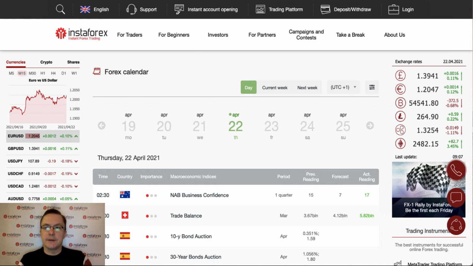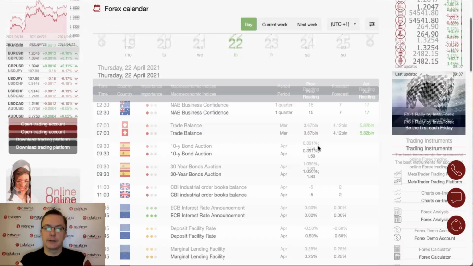Today is Thursday, the 22nd of April 2021. Let's take a look at the Forex calendar. There's interesting things going on today.